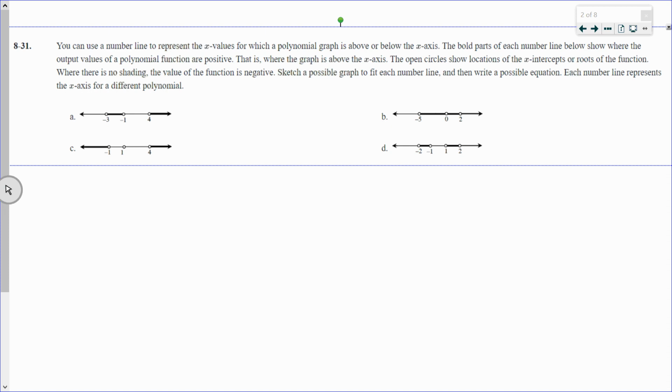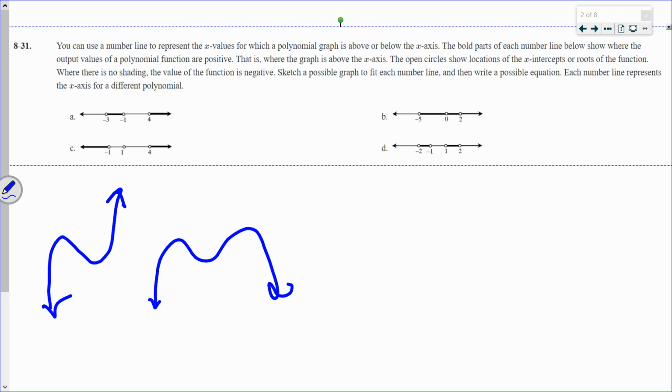above the x-axis. So we have different shapes for our polynomials, where we have a cubic that might look like this. We have quartics that can take an M shape, a W shape, a U shape. So we want to see, can we draw these based on what the number line has? So if it's shaded in, it's saying the graph is above the line. And all these open dots are where the x-axis is.